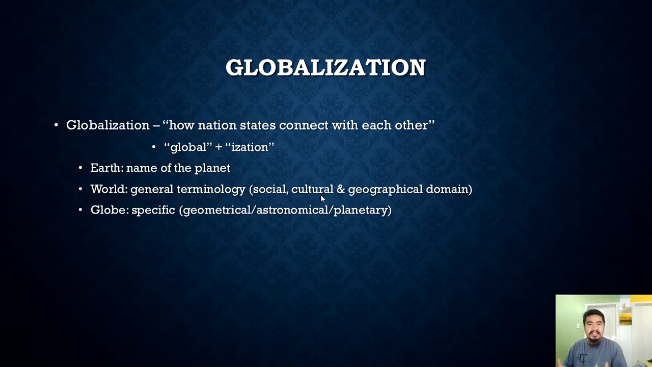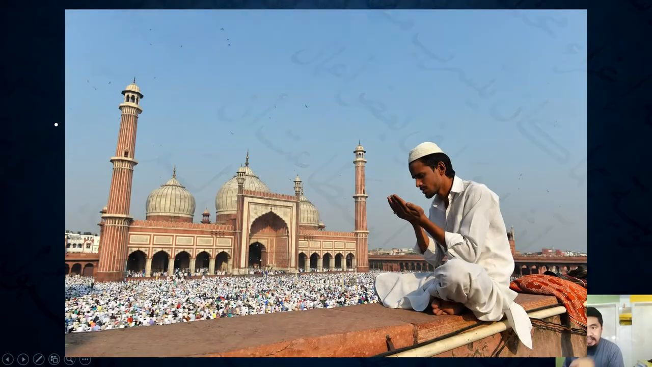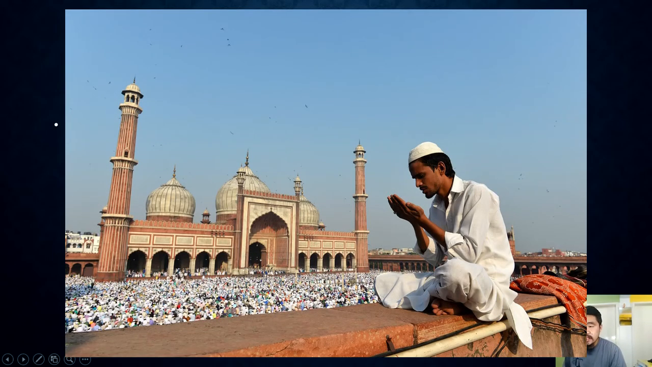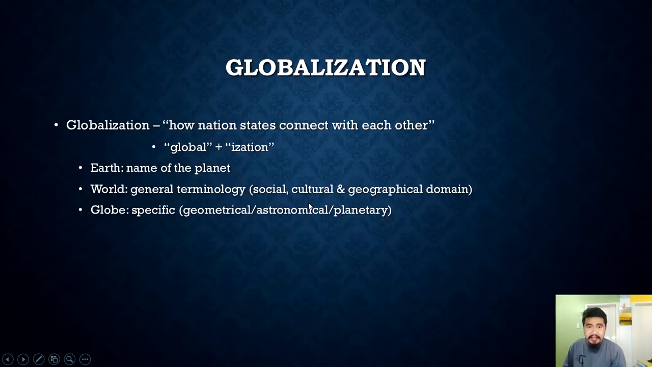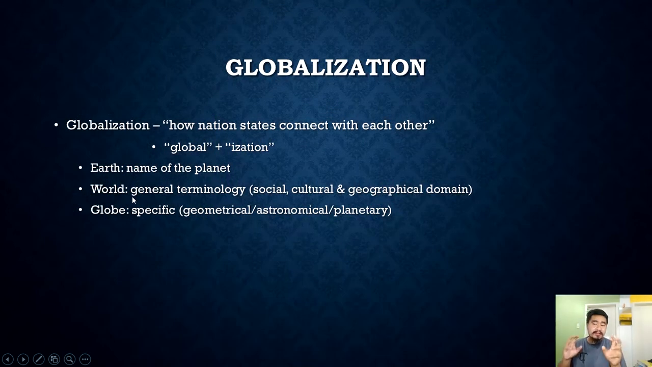Ano nga ba meron sa Islamic world? People could speak Arabic. Cultural yan, social. Their religion is Islam. When it comes to customs and tradition, culture, probably similarities. They like dates, they like chicken curry, etc. Not to generalize, but in order for us to understand world, kaya nga yung term na dun is Islamic world. It's a combination of social and geographical.